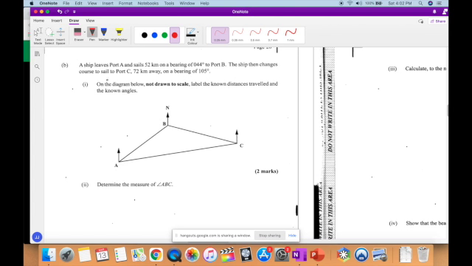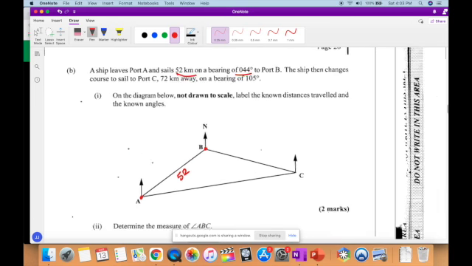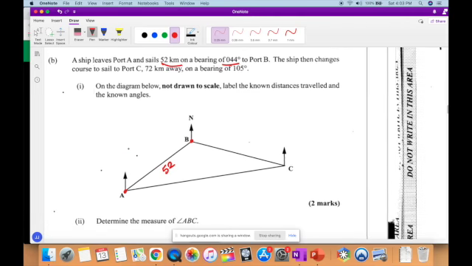A ship leaves port A, so port A is over here, right? And sails 52 kilometers on a bearing of 044 to port B. So they're telling us here that this is 52 kilometers, this distance here, but where is the angle of 44 degrees? Where should I put that angle? Soraya or Caitlin? Let me see if I can remember. Because it's leaving port A on a bearing of 44 degrees. That is the direction that it's going. So where do I put that angle, is it here? Is this 44 degrees?